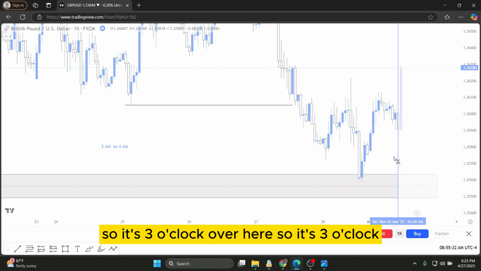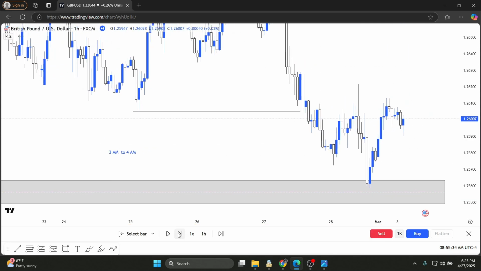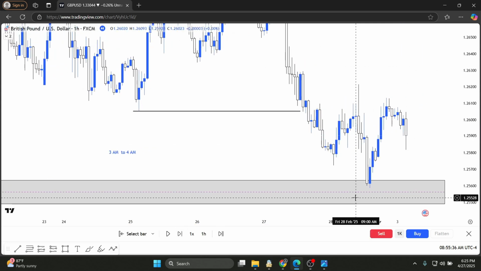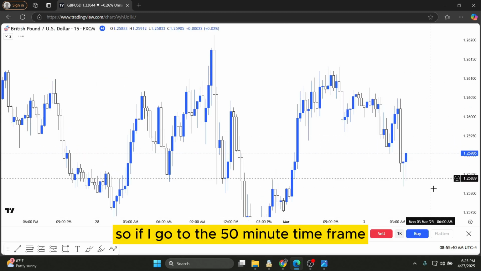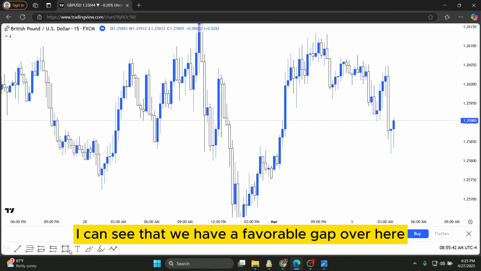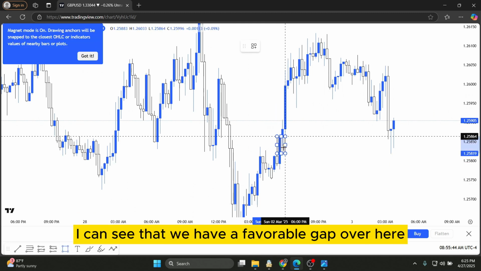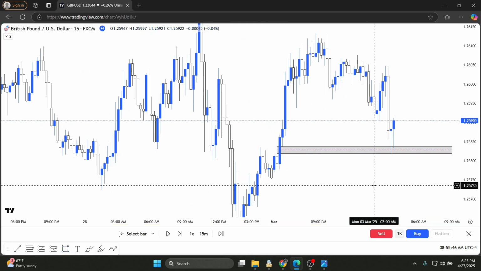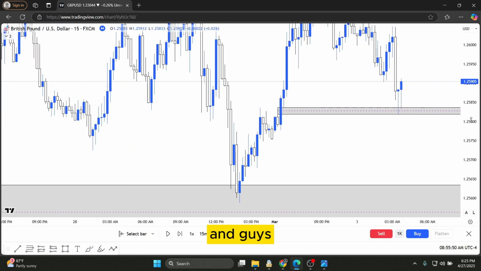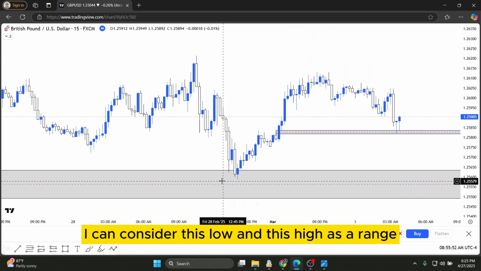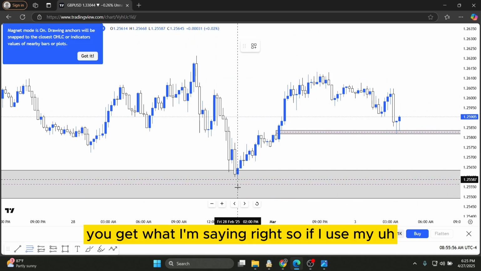So it's 3 o'clock. Okay, so I'll go to the 50-minute time frame. So it's 3 o'clock now. If I go to the 50-minute time frame, I can see that we have a fair value gap over here, and the fair value gap has been respected. And guys, I can consider this low and this high as a range. So you get what I'm saying, right?